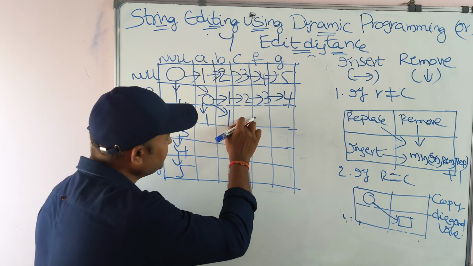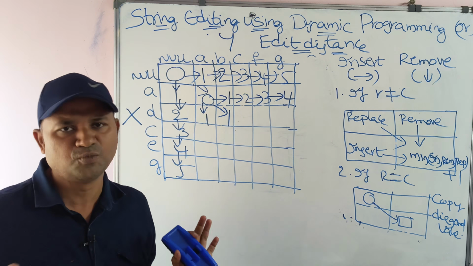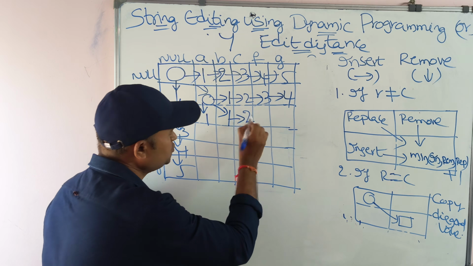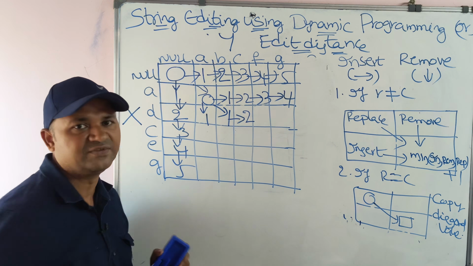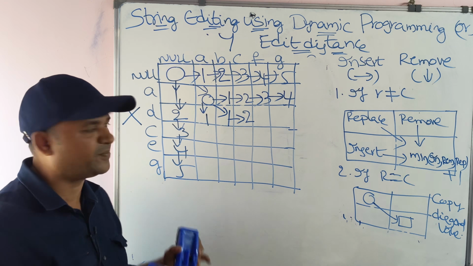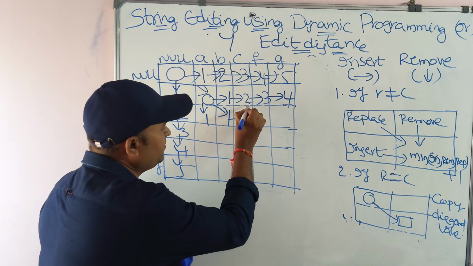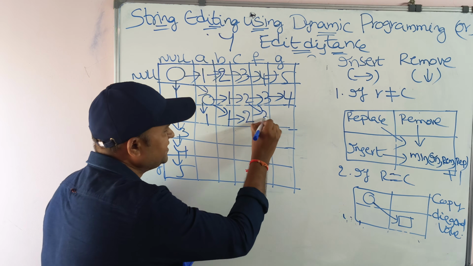So now we can use either horizontal arrow or diagonal arrow. Both are the same. Here I am using horizontal arrow. So 1 plus 1 means 2. Next, out of 2, 2, 3, which is the minimum number? 2 is the minimum number. So we can use horizontal or diagonal arrow. Now I am using diagonal arrow. So 2 plus 1, 3.